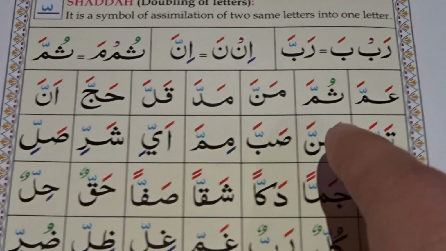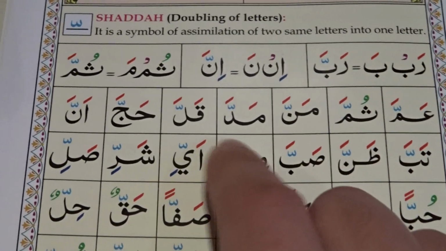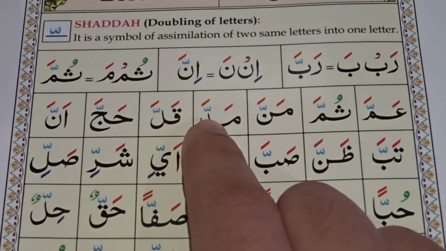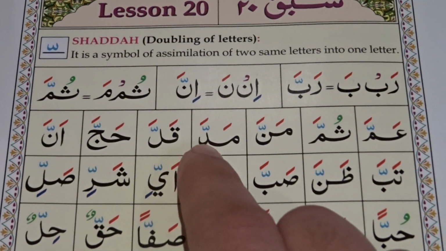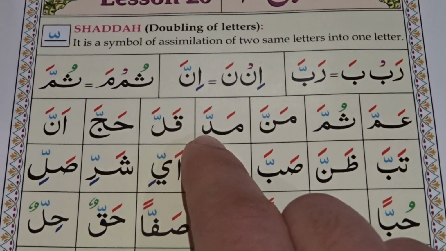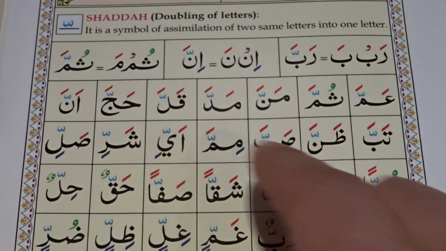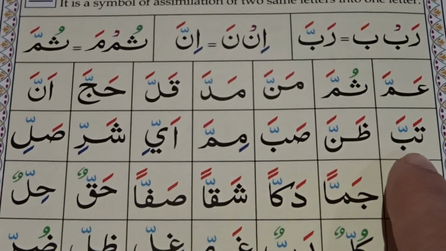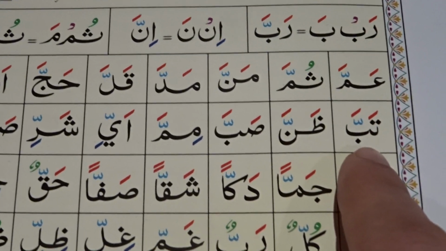Okay, so that's the first line. Hopefully you are getting used to how you pronounce the word when you see this symbol on top. It's the doubling of the letters when you see this symbol on top of the word. Now we're going to move on to this second line here. If you focus over here, here we go.